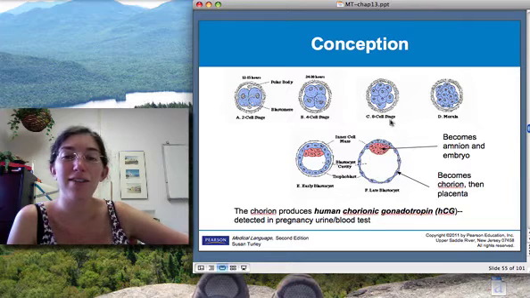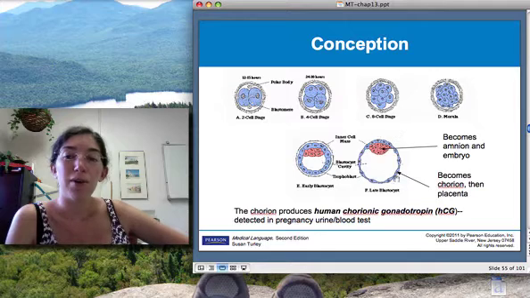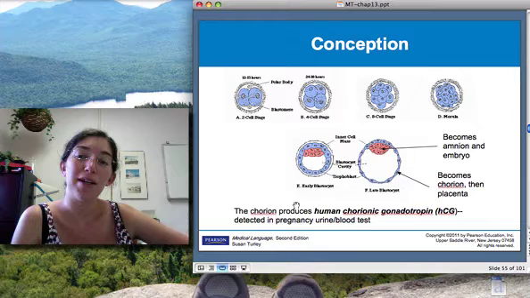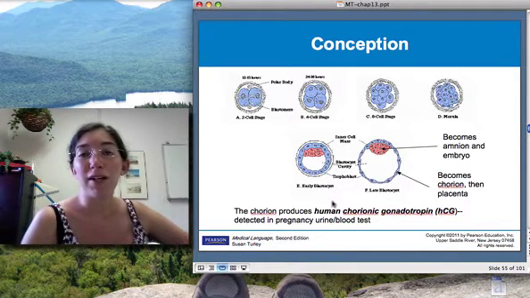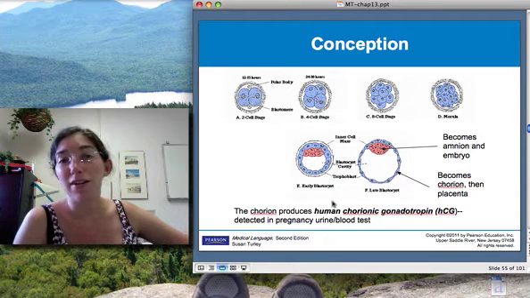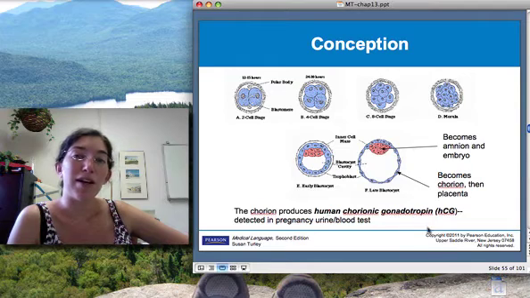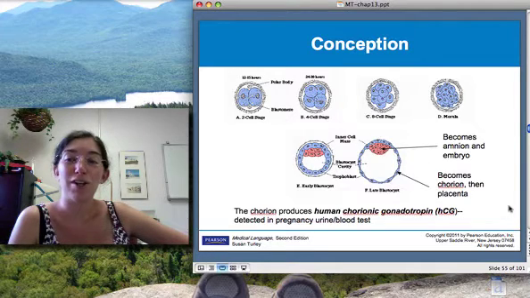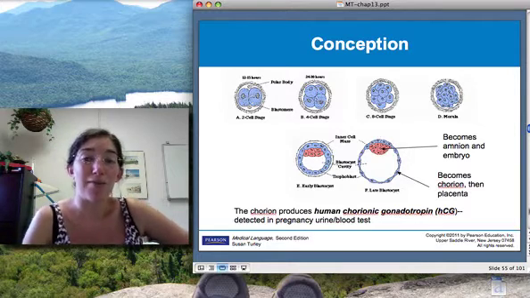So starting at this stage already, just after a handful of divisions, the chorion starts to develop and starts producing human chorionic gonadotropin, or HCG. This is the hormone that you look for in a pregnancy test, whether it be a urine pregnancy test or a blood pregnancy test. HCG is what you're testing for, the production of human chorionic gonadotropin by this early stage embryo, as soon as 2 weeks or sometimes even less after fertilization.